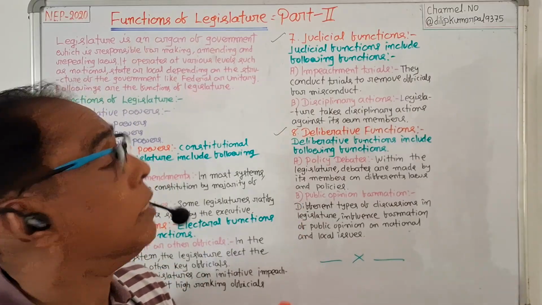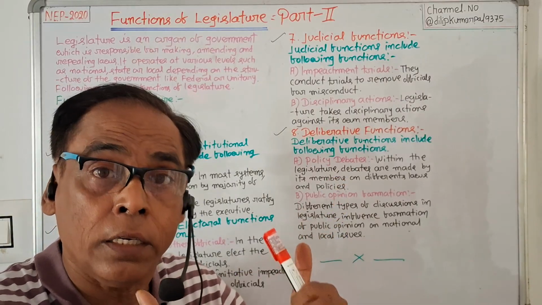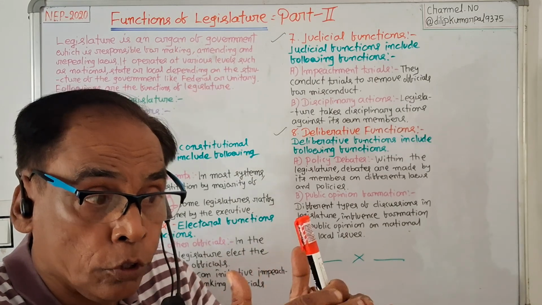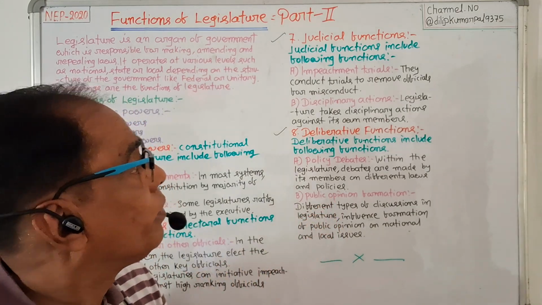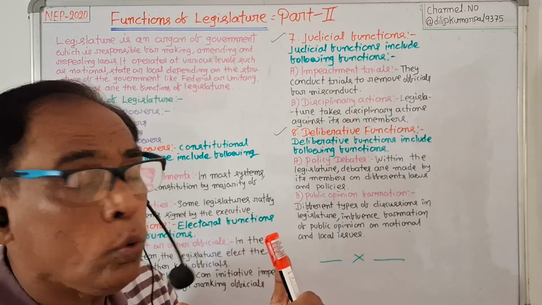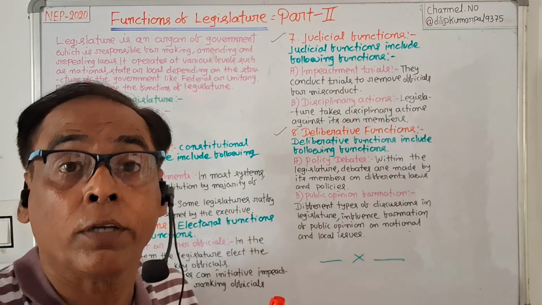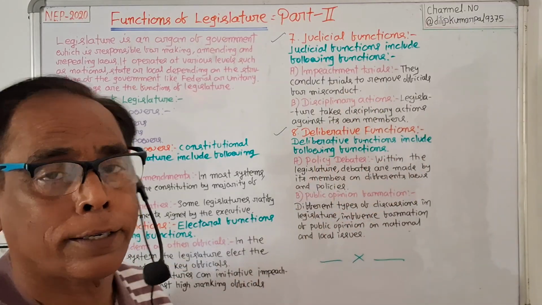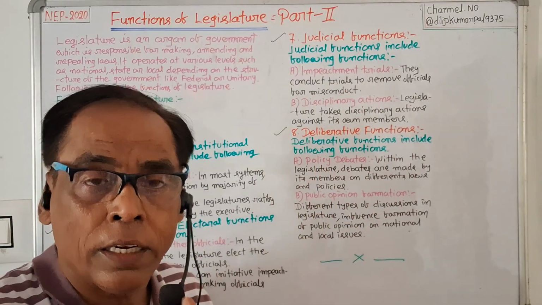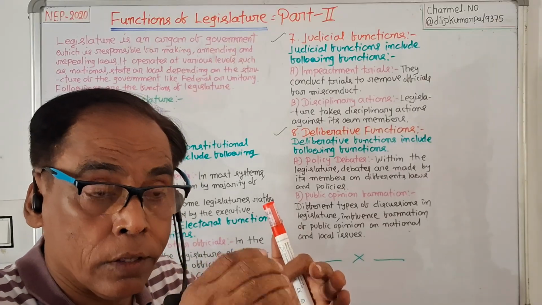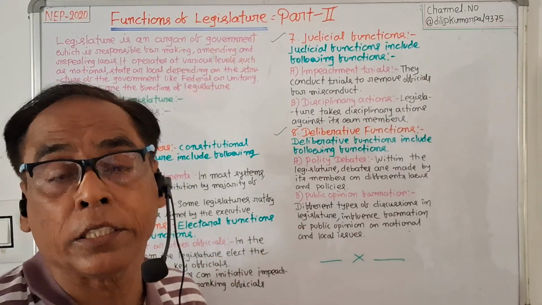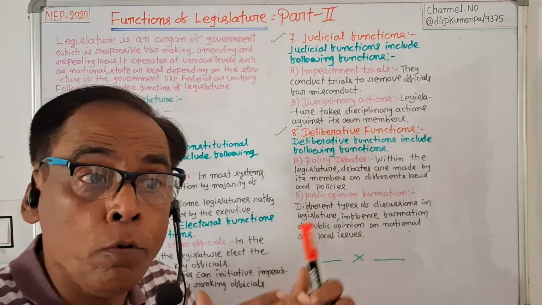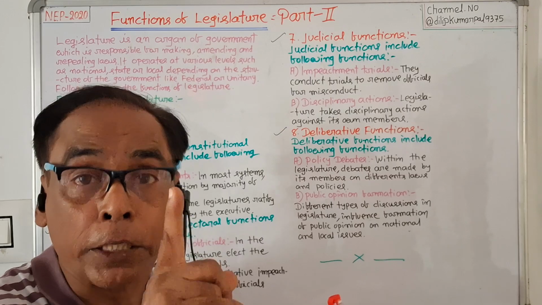Under the judicial function, the legislature in many nations has the power to hold impeachment trials to remove officials for their misconduct. They conduct trials to remove high officials for misconduct.